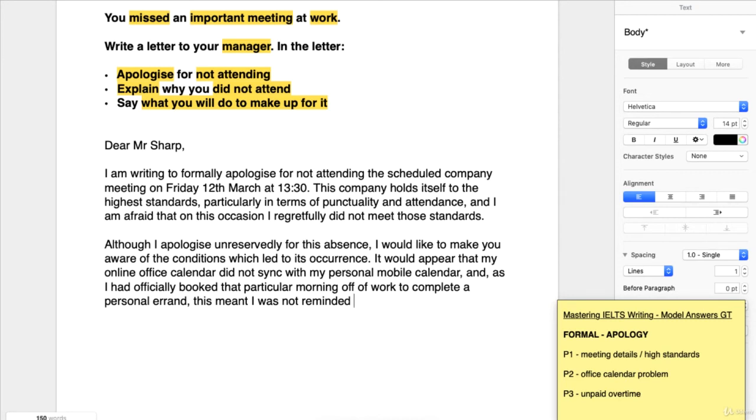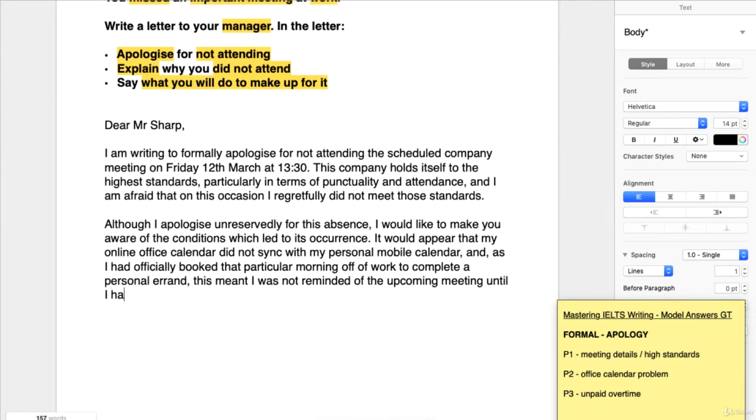We have the passive past, so the past simple in the passive voice. I was not reminded by the online office calendar or the personal calendar of the upcoming meeting, and it's upcoming at the time that we're supposed to be reminded. Bear in mind, it's a bit confusing because of the back and forth of times here, of the upcoming meeting, until now. Notice the tense switch here again. I had returned to the office.